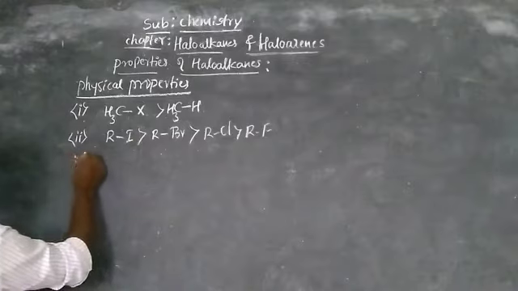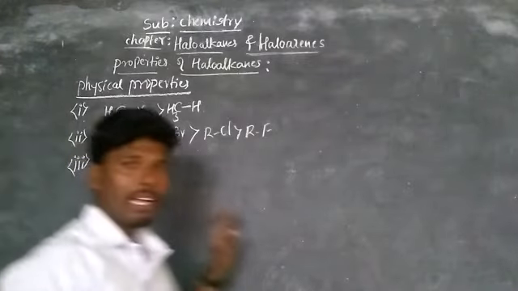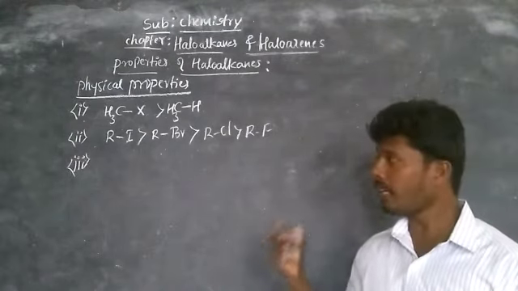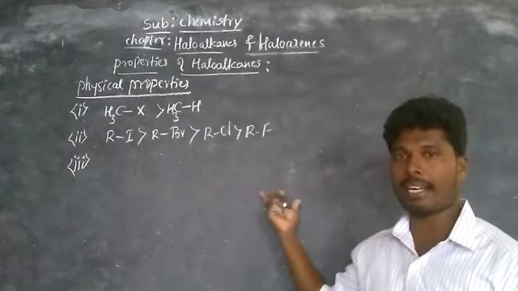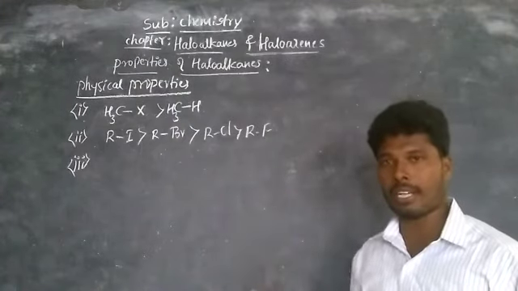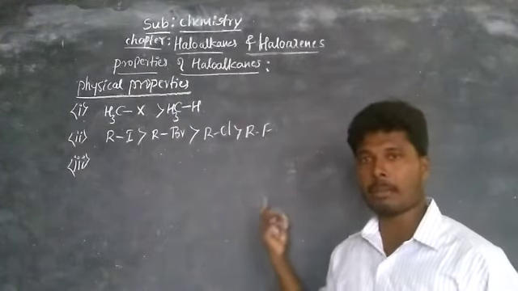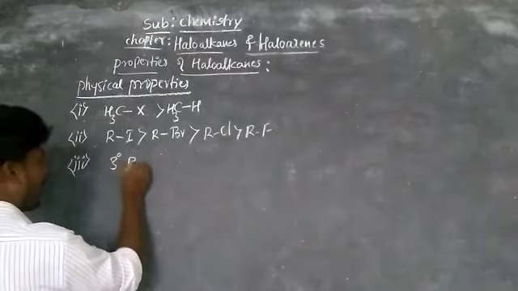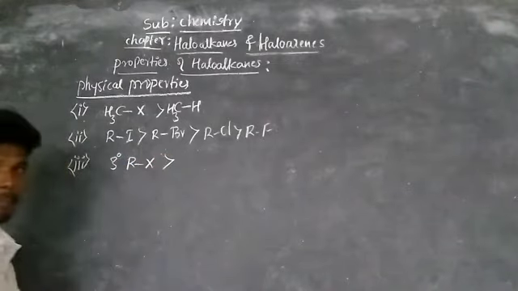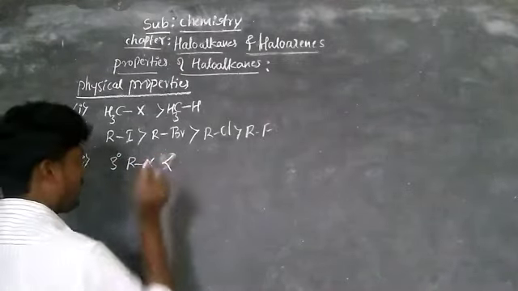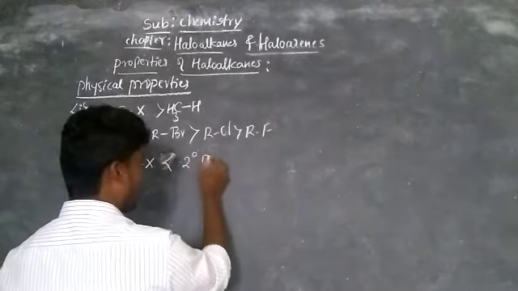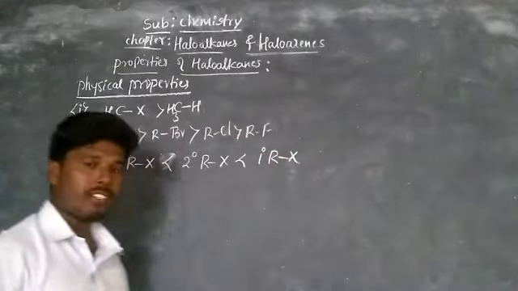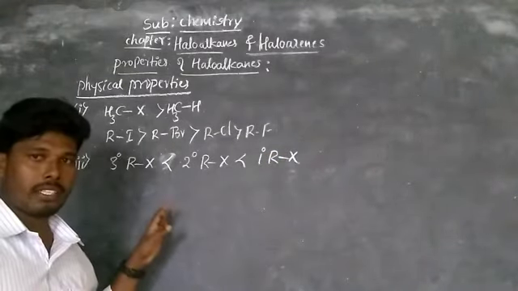Then the third one: primary alkyl halides have a higher boiling point than secondary and tertiary ones. It means as branching of the alkyl halide increases, the boiling point decreases. That is, tertiary alkyl halide has a lower boiling point than secondary alkyl halide, which is lower than primary alkyl halide. Branching increases, boiling point decreases.